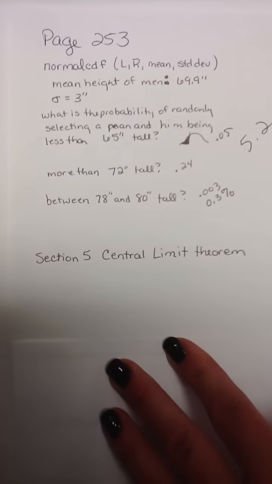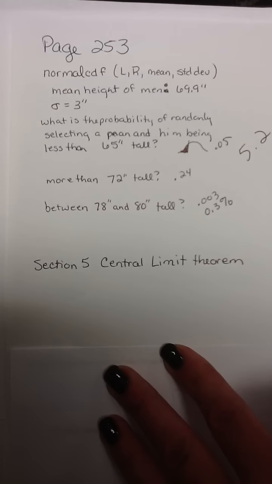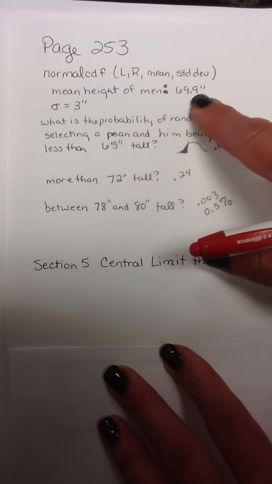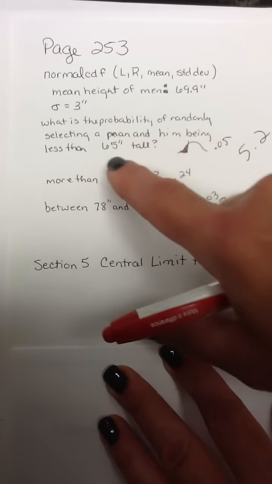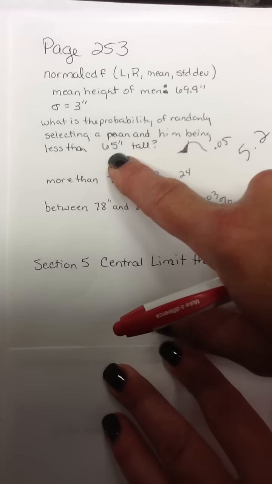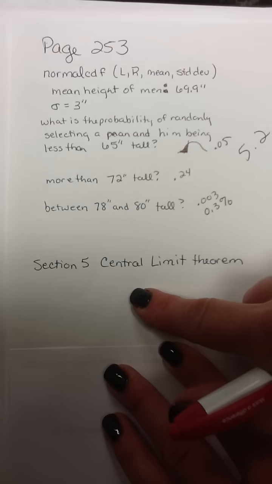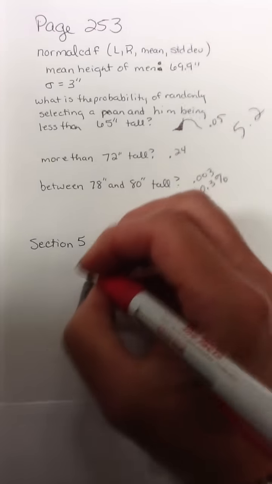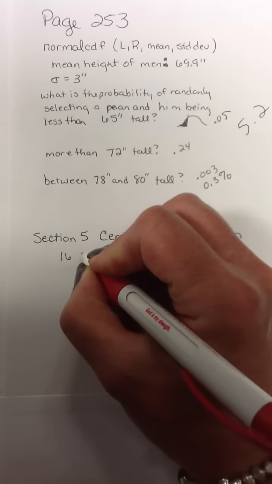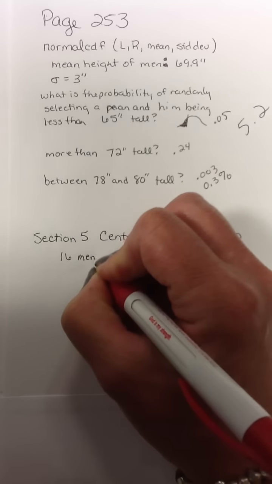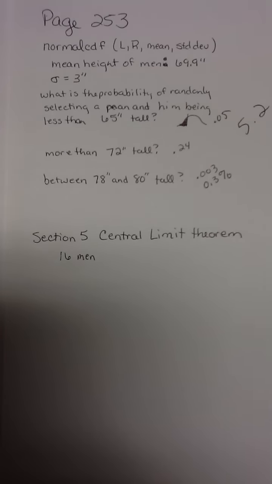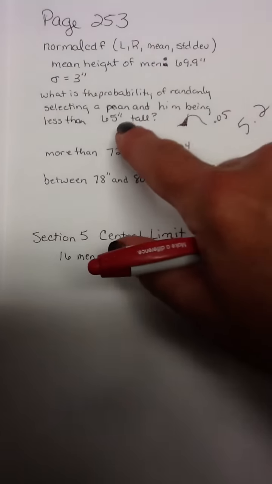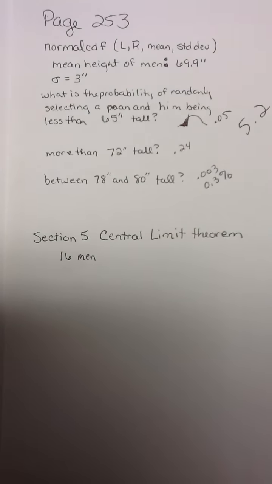I'm going to use this same data, the mean of 69.9, standard deviation of 3, and we're going to see if we have a group of people, a group of men, and let's just give it 16 for our group, and we're going to say what is the probability of those 16 men having a mean height that's less than 65 inches tall.